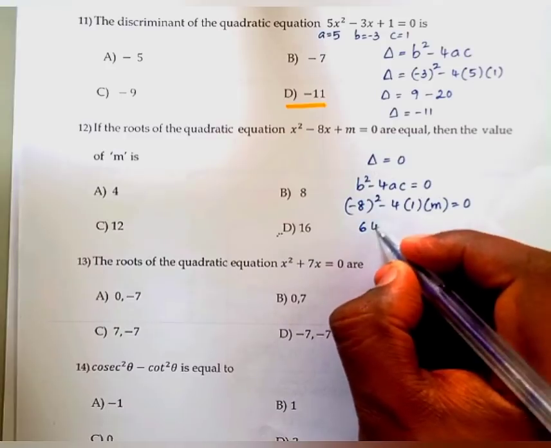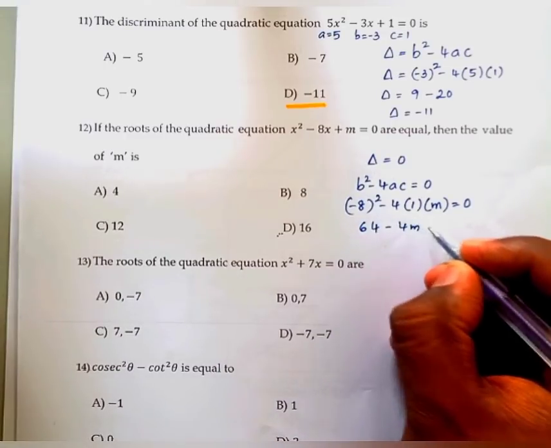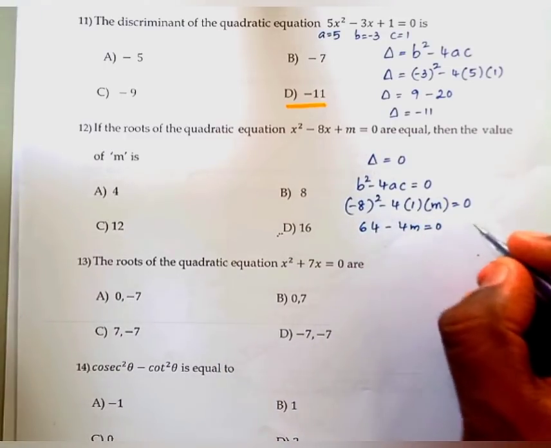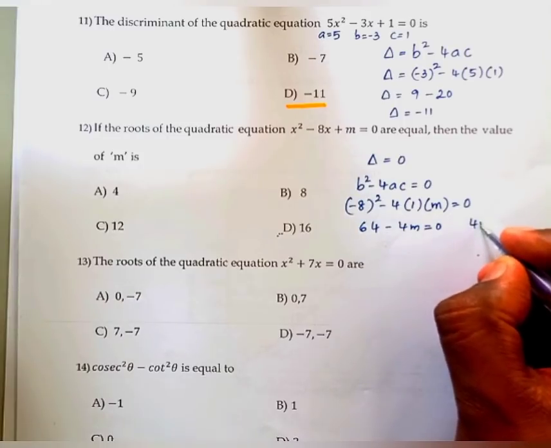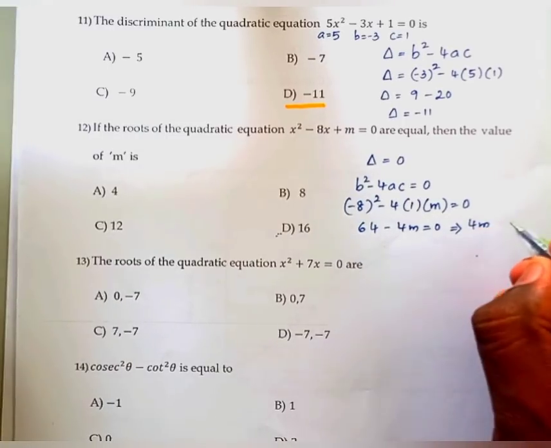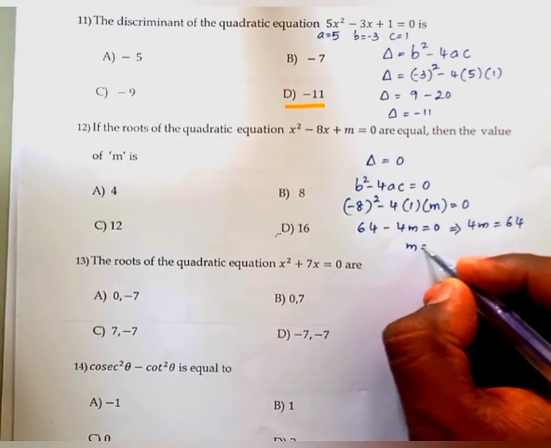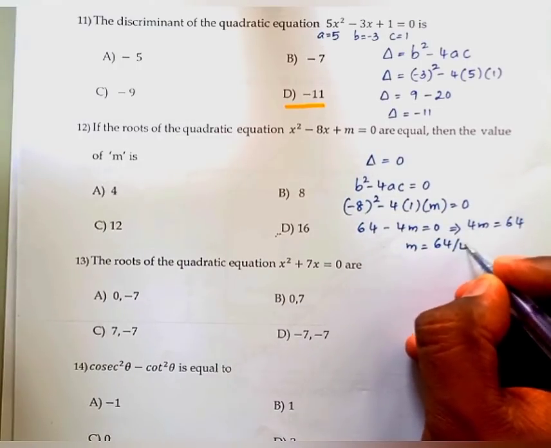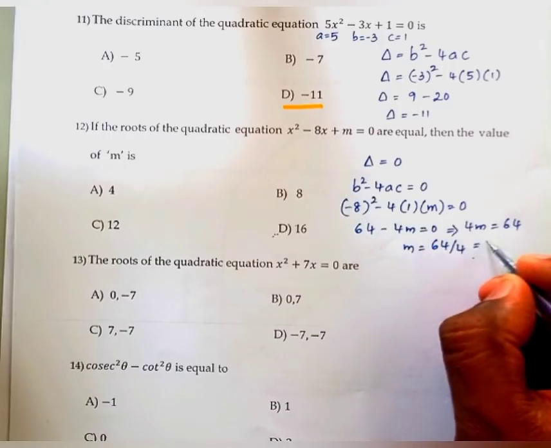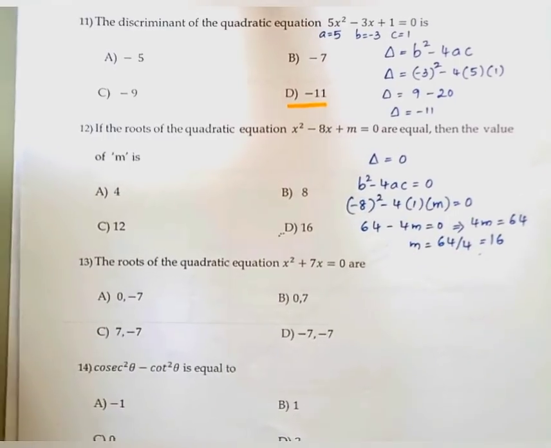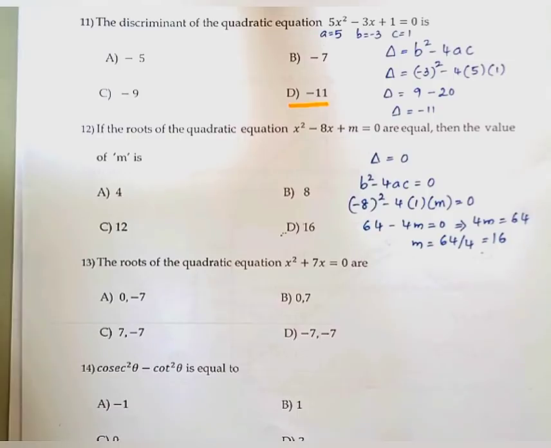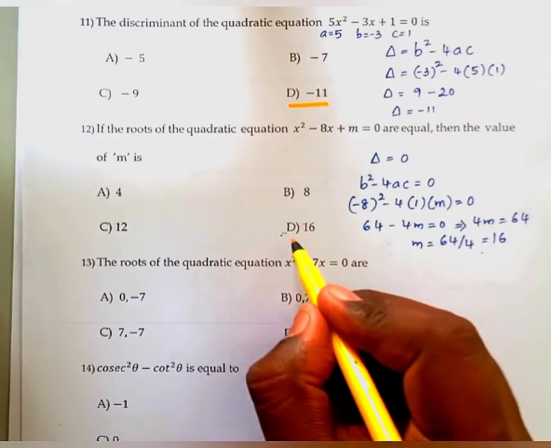Minus 8 whole square is 64, minus 4m equals 0. Now 4m equals 64, m equals 64 divided by 4. 64 divided by 4 is 16. Therefore, the value of m is 16. The correct answer is option D, 16.